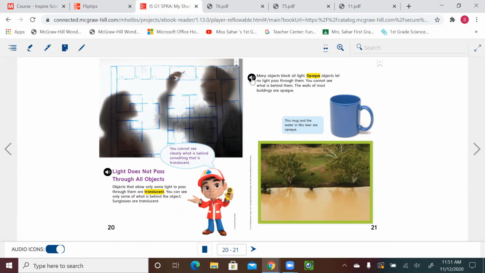All right. Many objects block all light. Opaque objects let no light pass through them. You cannot see what is behind them. The walls of most buildings are opaque.